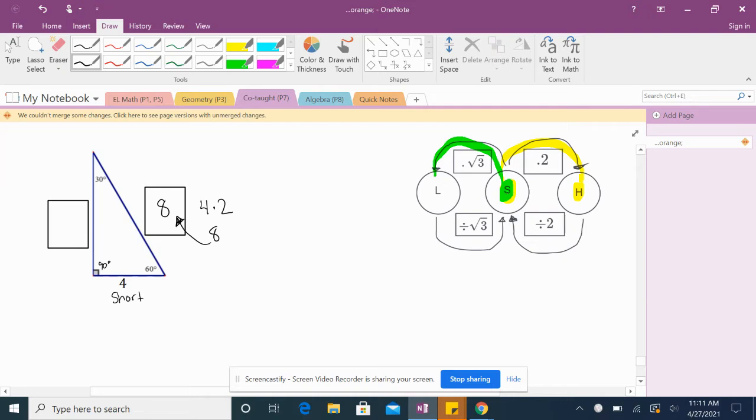If I have my short leg and I need my long leg, I have to multiply by the square root of 3.